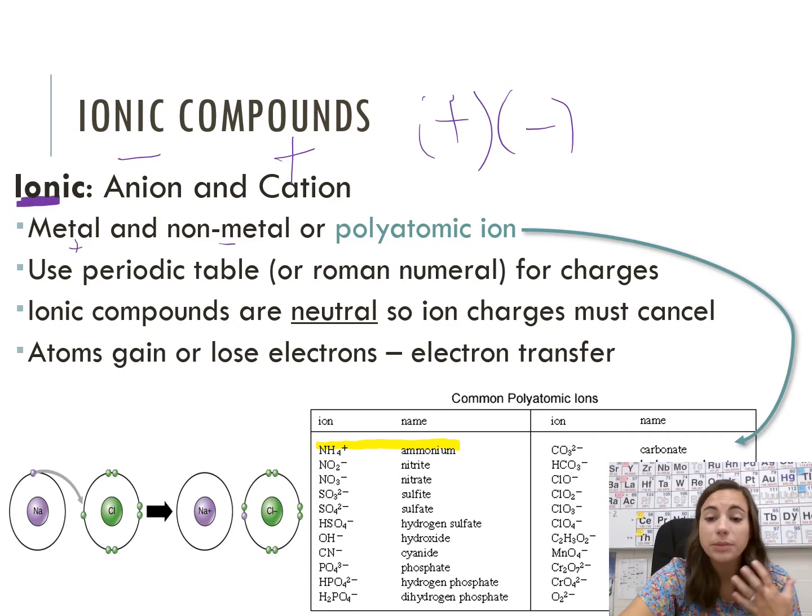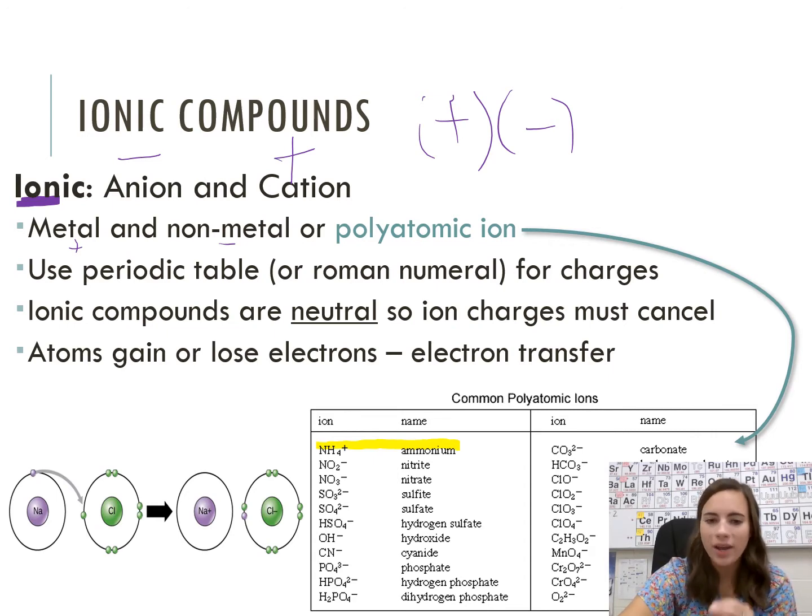Ionic compounds have to be neutral. What that means is the positive charge and the negative charge have to cancel out. They have to neutralize each other so that the whole compound itself doesn't have a charge. And in ionic compounds, atoms are either going to gain or lose electrons to become positive or negative as part of the ionic compound. One other thing I want to point out with these polyatomic ions, like a refresher, they are treated as one thing.